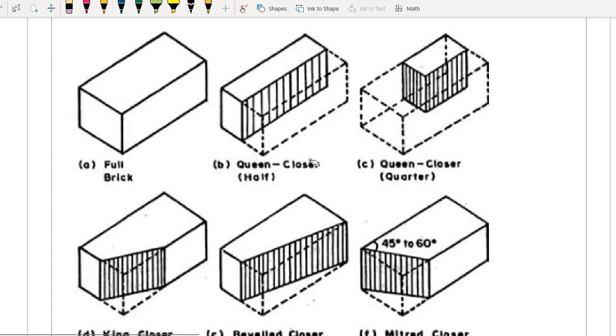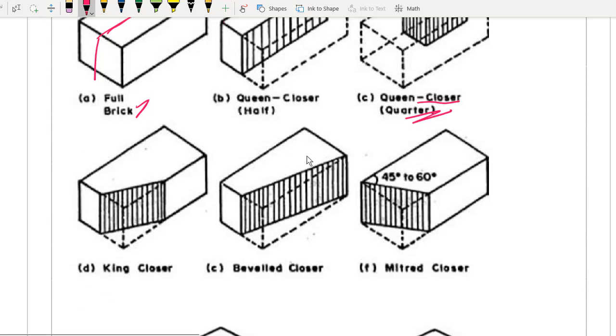Okay, so now this is about whatever I explained. First of all, you will have a full brick, right? If you are cutting in the middle along the longitudinal axis, you will get your queen closer. So this part is your queen closer. Next you also have queen closer quartered. Queen closer quartered means you make one more part of it, then quartered comes.